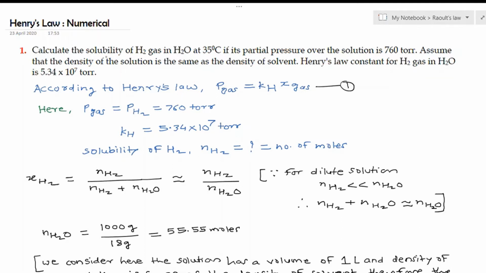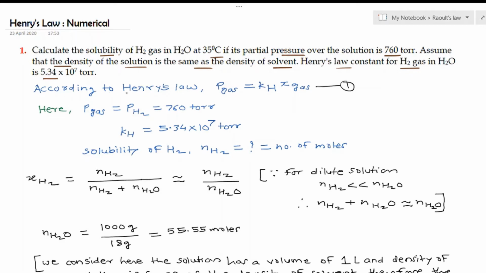The first numerical is: calculate the solubility of hydrogen gas in water at 35 degrees centigrade if its partial pressure over the gas is 760 torr. Assume that the density of the solution is the same as the density of the solvent. Henry's law constant for H2 gas in water is 5.34 into 10 to the power 7 torr. So here you have to calculate the solubility of H2 gas in water.